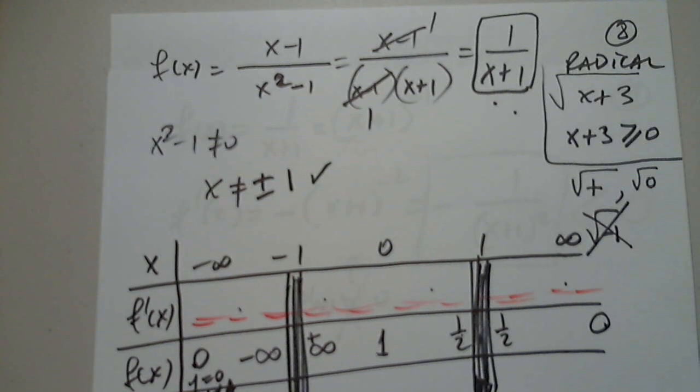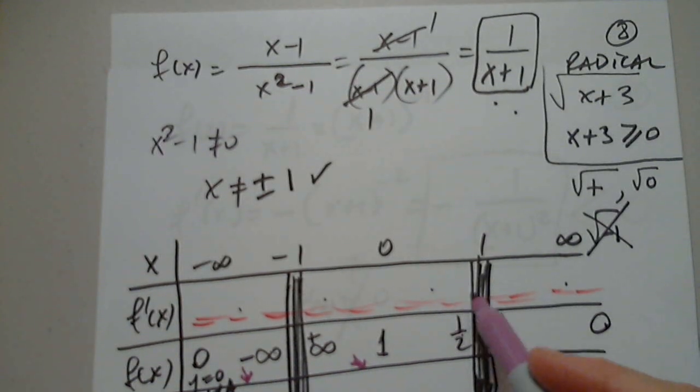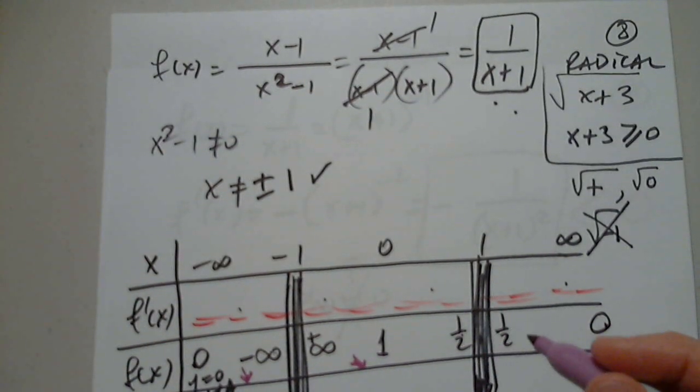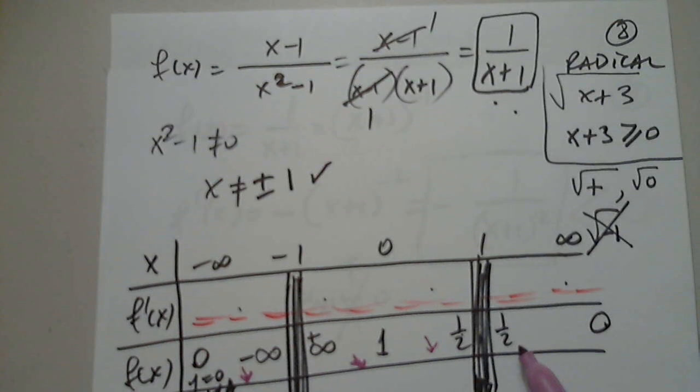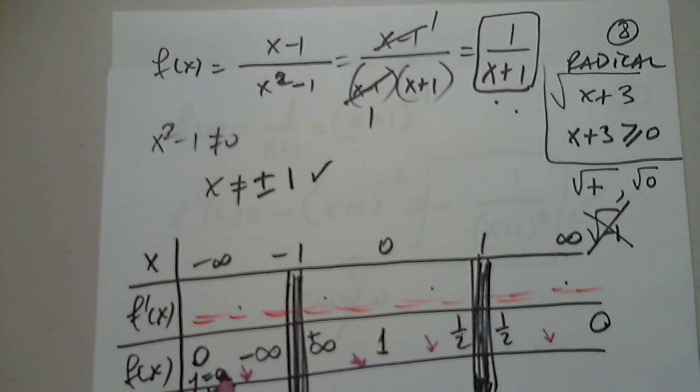Now I have a moment of truth, right? I have to check and see what's going on. From 0 to negative infinity, yes, that's correct. From infinity to 1, yes, that's correct. From 1 to 1/2, I'm sorry, to 0.5, yes, correct. From 0.5 to 0, yes, that's correct. So indeed, the function is always decreasing.